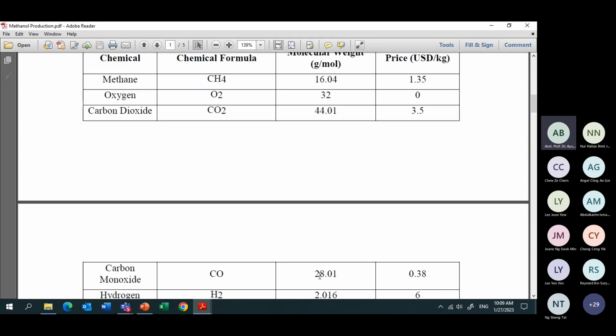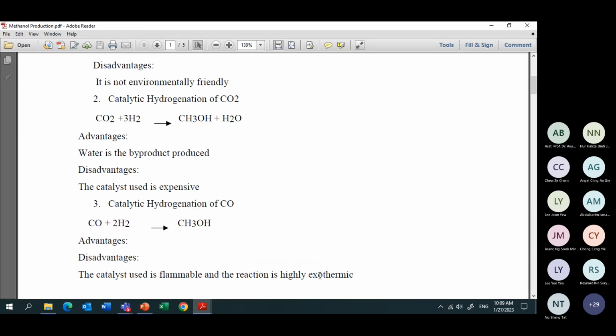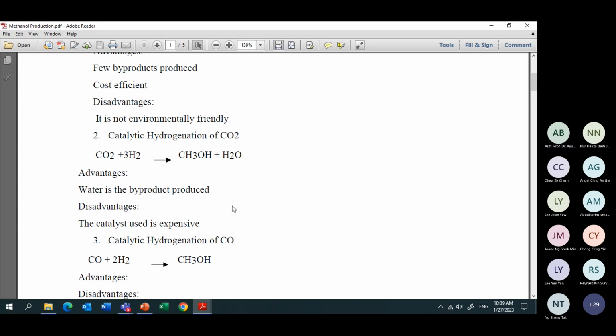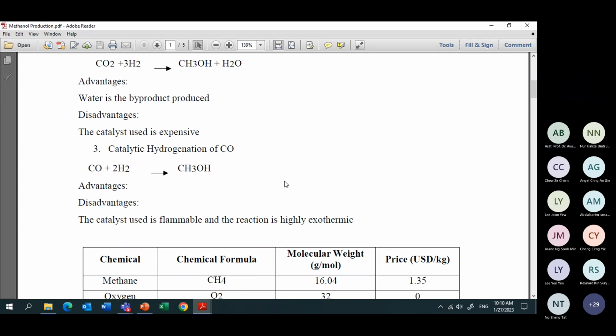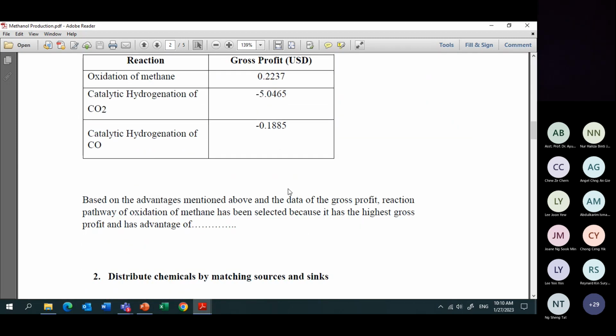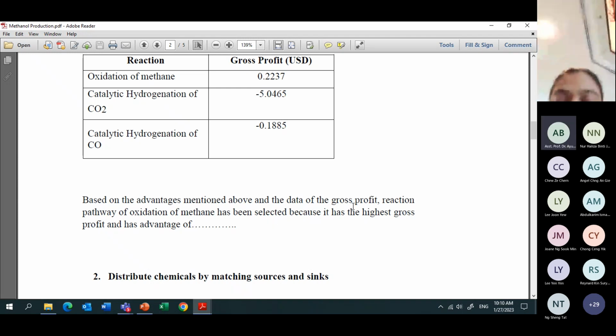You only compare. Wait. Oh, sorry, I missed out. Oxidation, CO2, and CO. Okay, so they conclude the first reaction pathway can obtain higher gross profit.